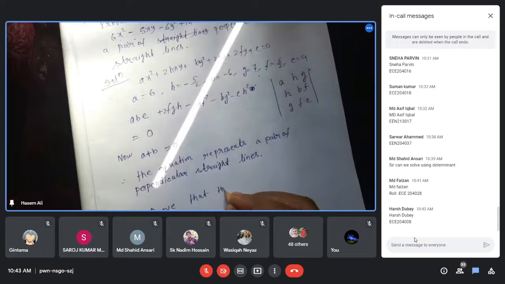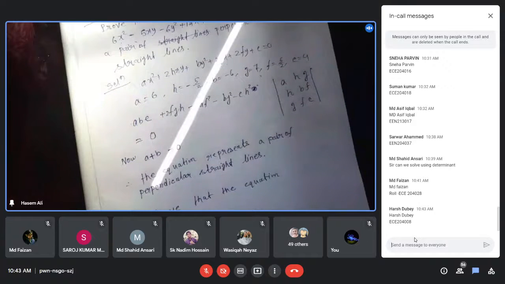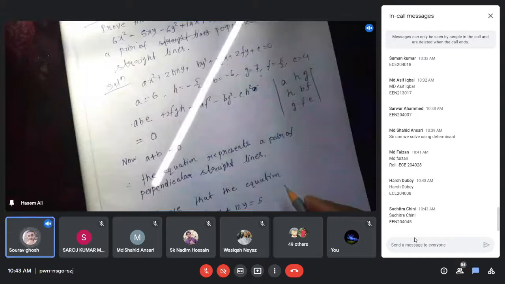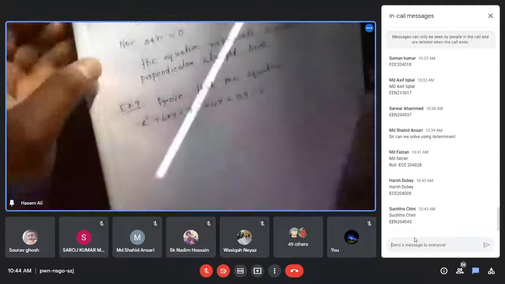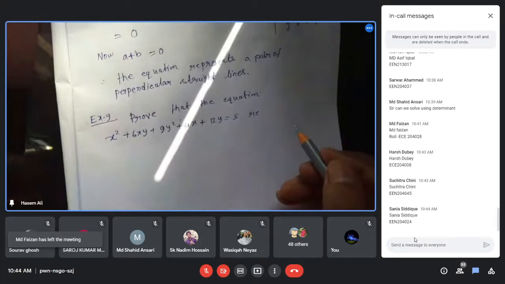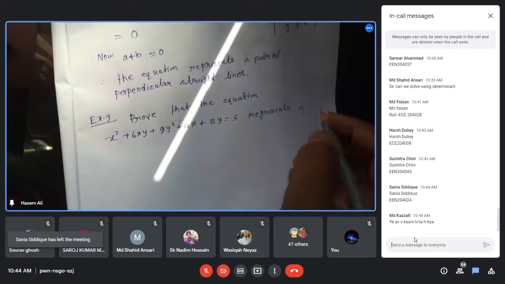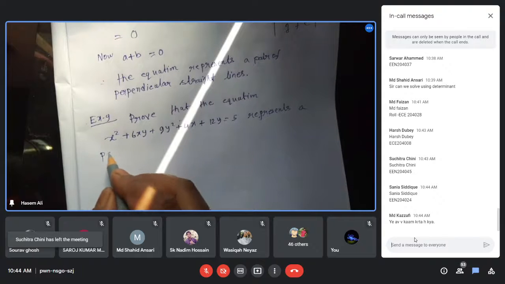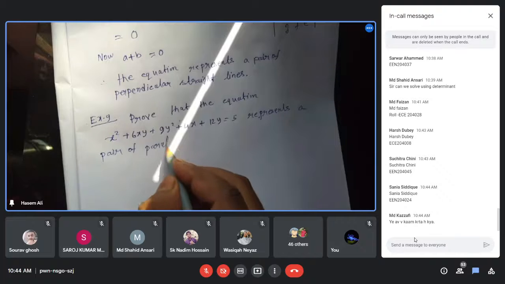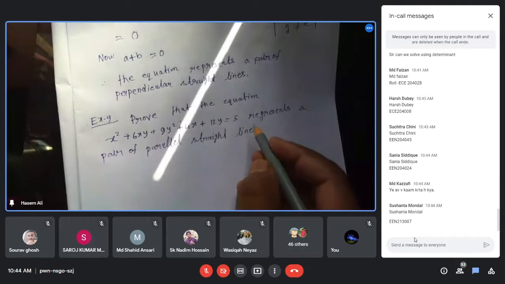Prove that the equation x square plus 6xy plus 9y square plus 4x plus 12y equals 5 represents a pair of parallel straight lines.